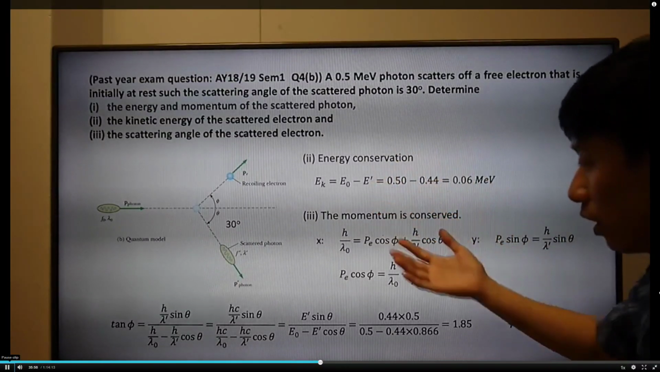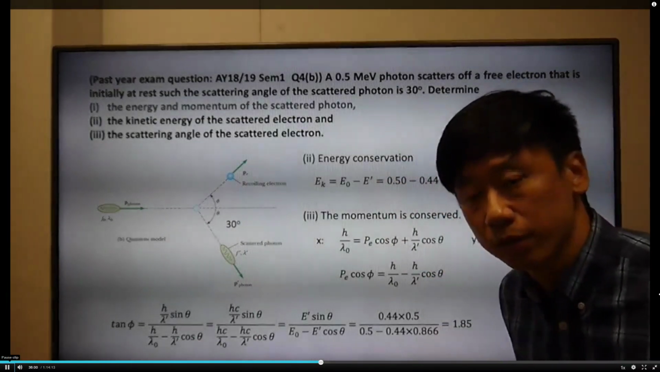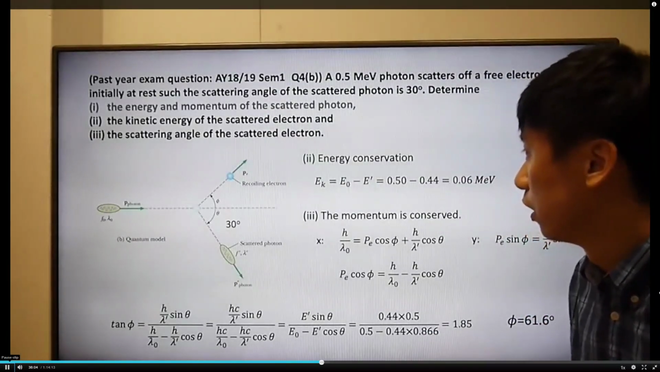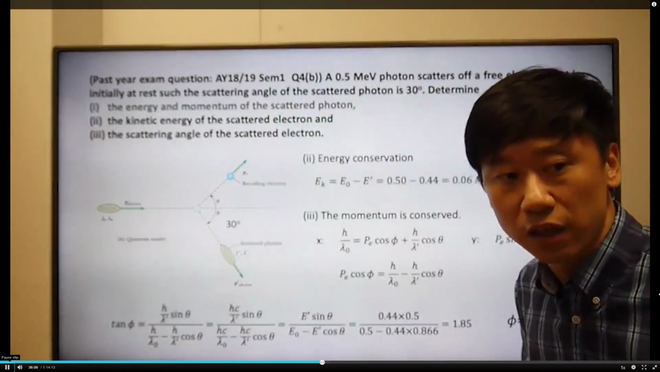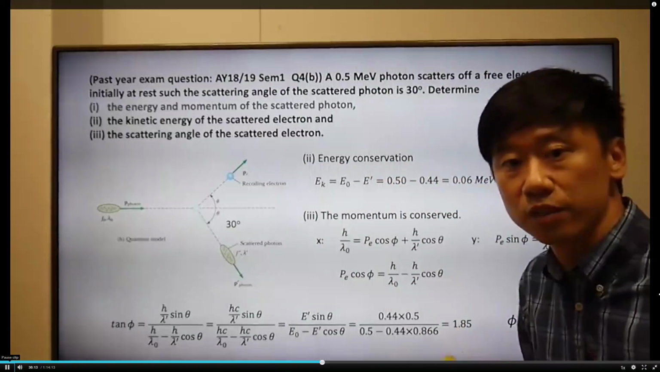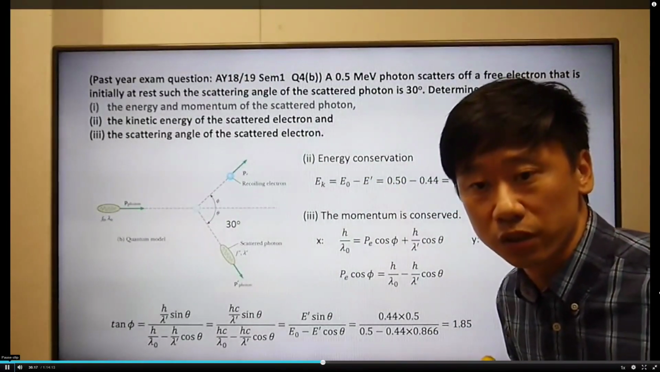Okay, so I gave you the 3 example questions about the Compton shift. Then as you can notice, we always consider the momentum conservation along the x-axis and y-axis, and energy conservation, and if necessary, you need to use the Compton shift equation.